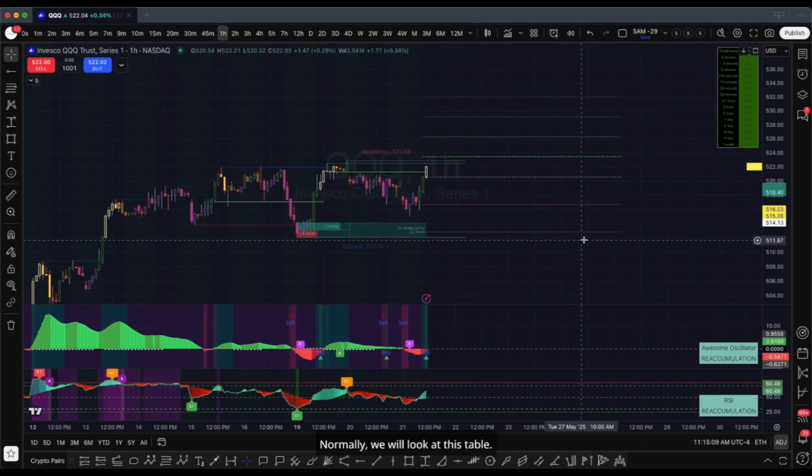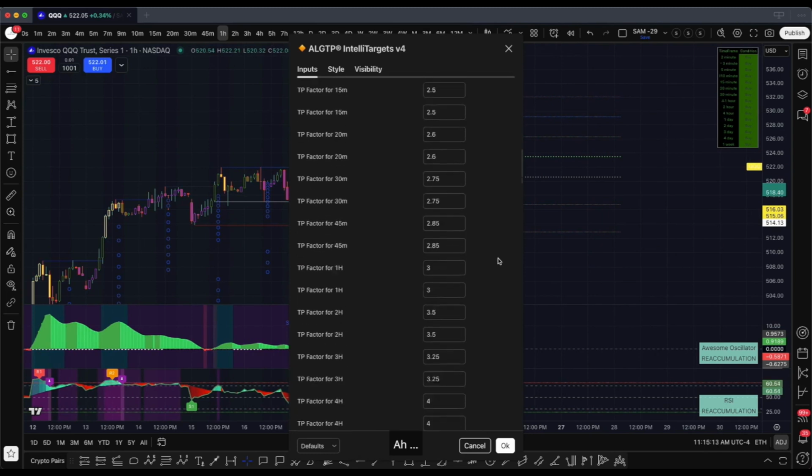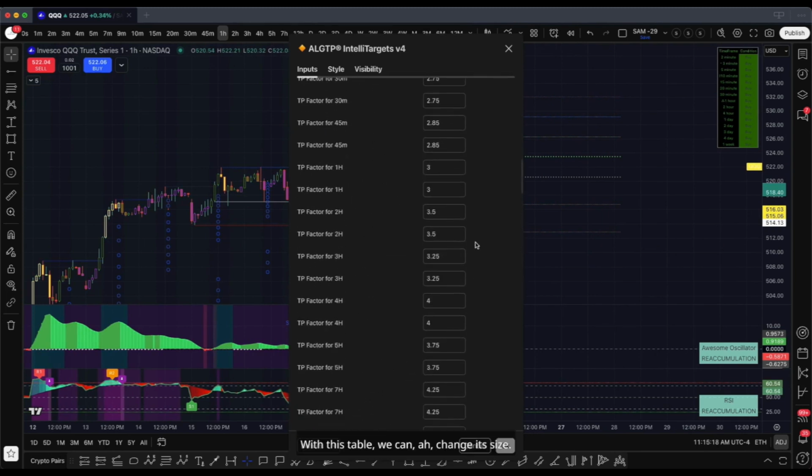Normally, we will look at this table. This table is the main one. With this table, we can change its size.